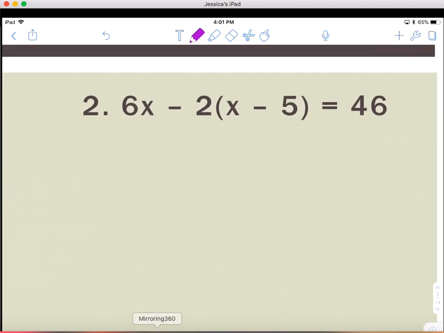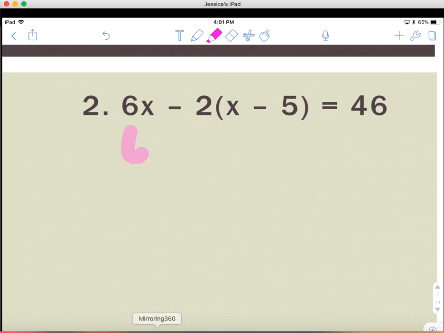On number 2, your first step is to deal with parentheses. What you have to be really careful with on number 2 is your signs when you're distributing. If you look at the 2, it has this negative sign right in front. That means that we are distributing a negative 2.